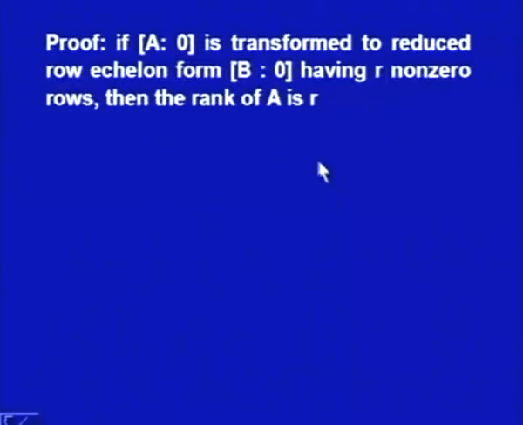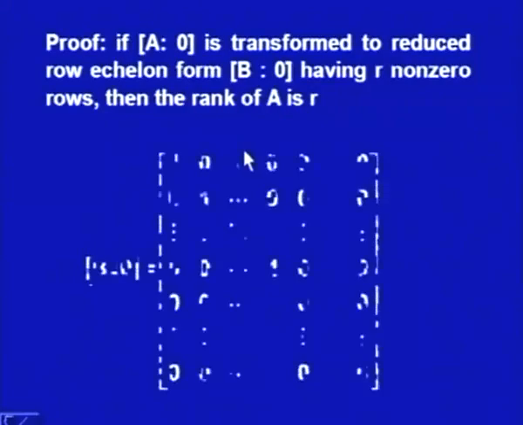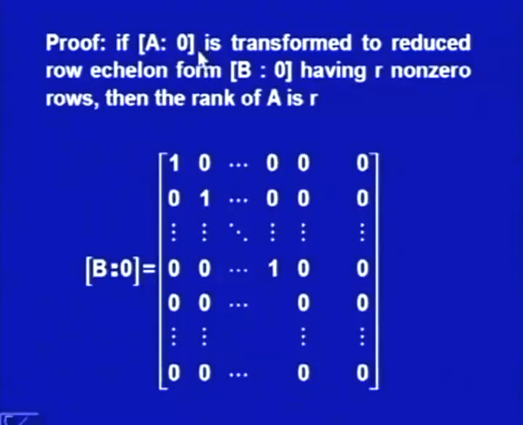Now to prove this, we start with the augmented matrix A0 and we transform it to reduced row echelon form B0 having R non-zero rows. Then by definition of the rank, the matrix will have rank R. So when matrix A is transformed to echelon form consisting of R rows, the transformed matrix B will look like this.